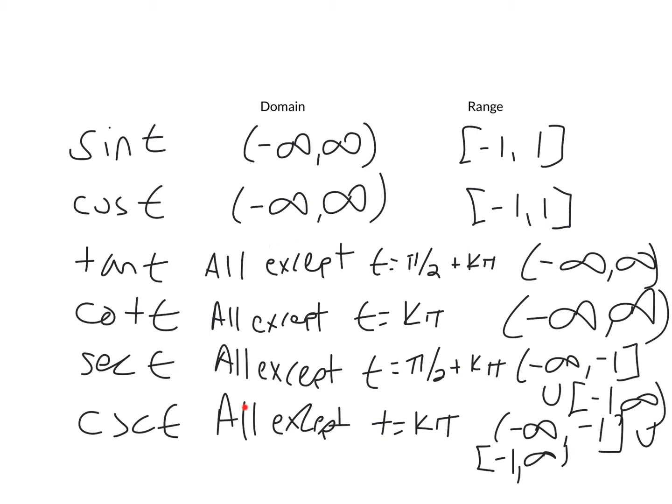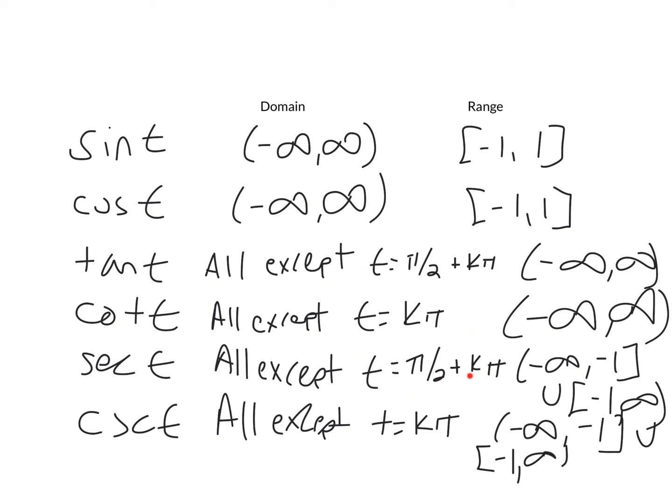The exceptions are tan, cotangent, secant, and cosecant. Remember what I said earlier in the video about how there are values that make the denominator 0, right? That's when, in certain cases, the x value is 0 or the y value is 0. In the case of tangent and secant, this is when the x value is 0.